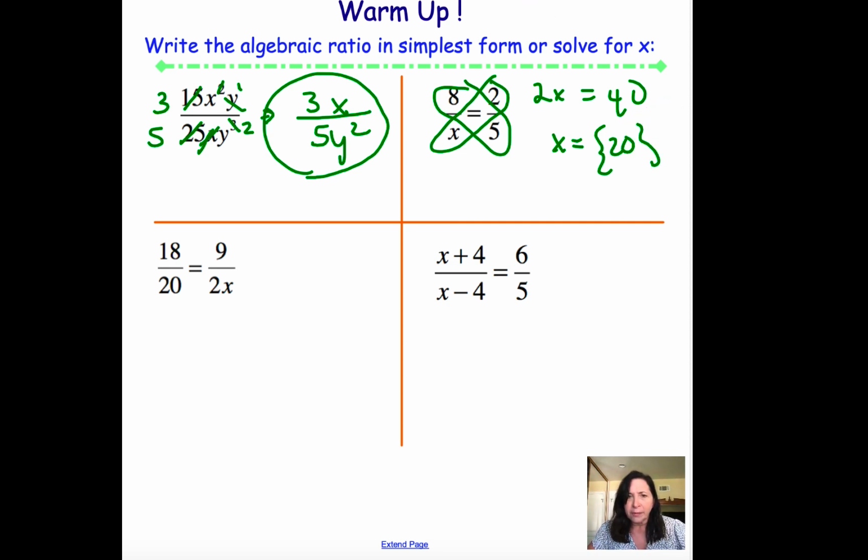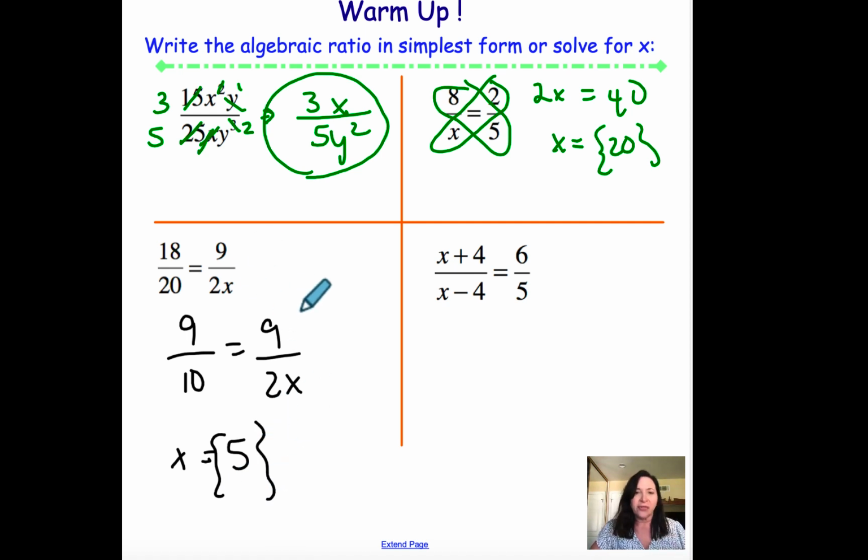All right, next problem is, again, one term on the left, one term on the right. Yes, I can cancel. I can divide this to make it smaller. If I did that, I'd divide by 2. Dividing by 2 here would give me 9 over 10 equals 9 over 2x. And sometimes even just doing that, you can visualize that x would need to be 5. However, yes, you can always cross multiply. 9 times 10 is 90, equals 9 times 2x, which is 18x, and then divide by 18 and you get 5.